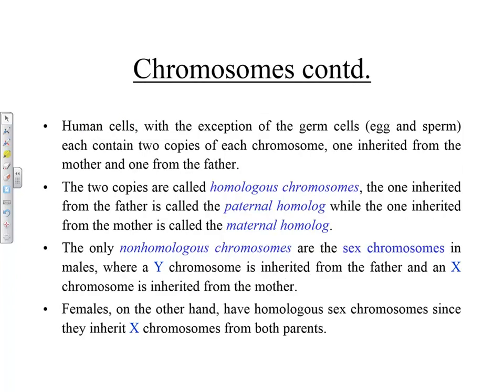Now, human cells, with the exception of the germ cells, that is the egg and the sperm, each contain two copies of each chromosome, one inherited from the mother and one from the father. The two copies are called homologous chromosomes. The one inherited from the father is called the paternal homologue, while the one inherited from the mother is called the maternal homologue. The only non-homologous chromosomes are the sex chromosomes in males, where a Y chromosome is inherited from the father and an X chromosome is inherited from the mother. Females, on the other hand, have homologous sex chromosomes since they inherit X chromosomes from both parents.